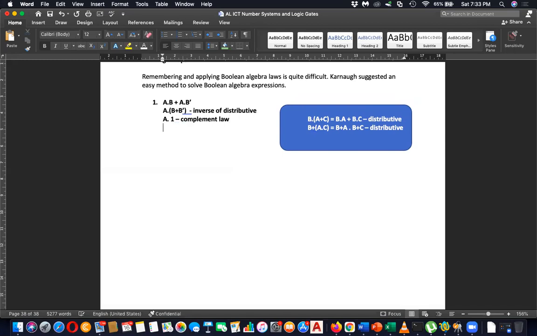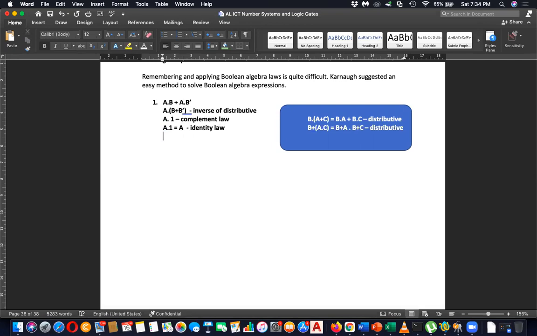Yes, so A and 1, what is the law? A and 1 is equal to A. Because if A is 0 the output will be 0, if A is 1 the output will be 1. That means whatever A is will be the answer. This is called the identity law.